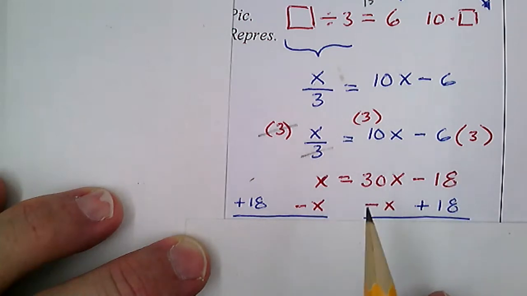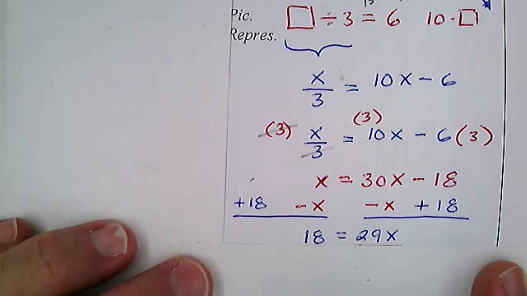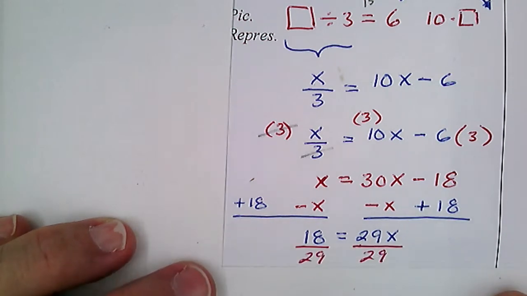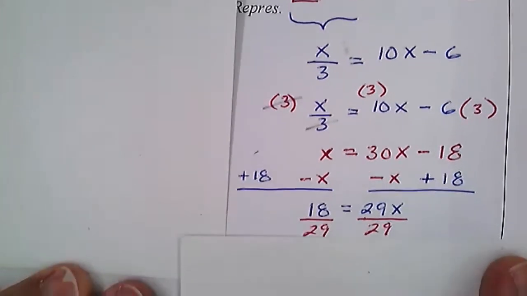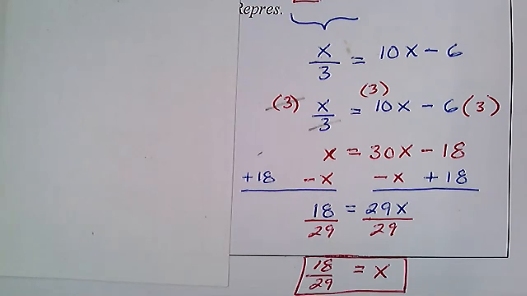We wind up with 30 minus x is 29x. And over here we have 18. Okay, so we have to get x by itself. So a mistake that a lot of you will make is you're going to try and divide by 18. We don't want to do that. We want to divide by 29 so that we can get x all by himself. So we divide by 29, and these will cancel. And we have x by himself, and we have 18 over 29.